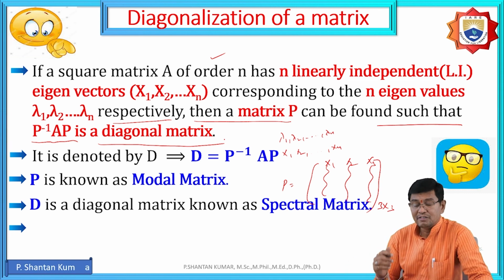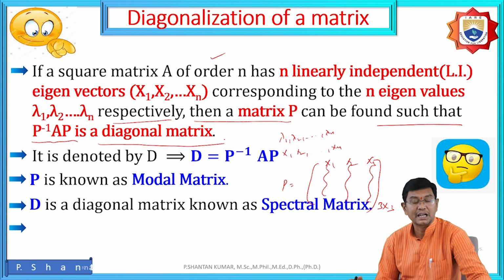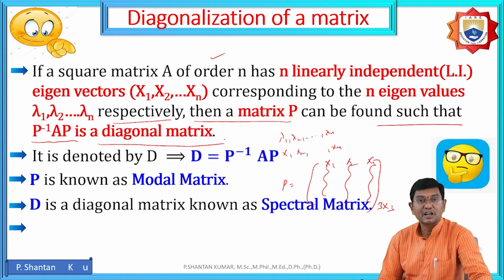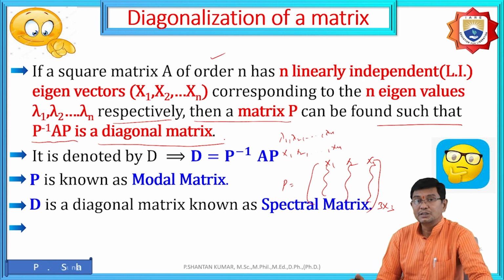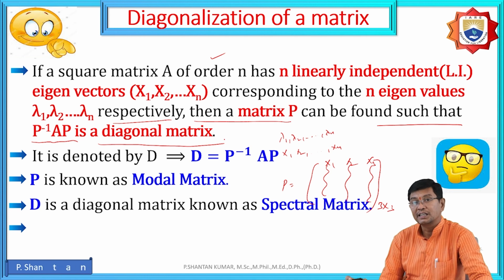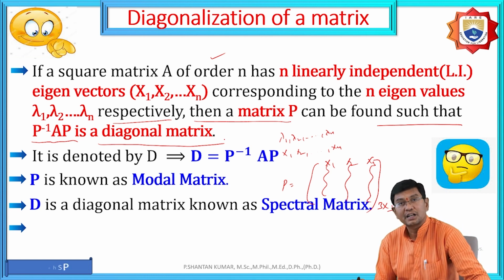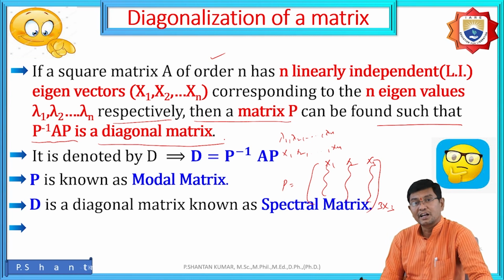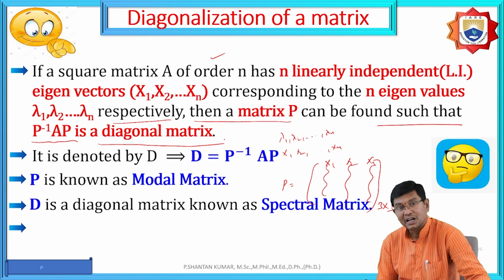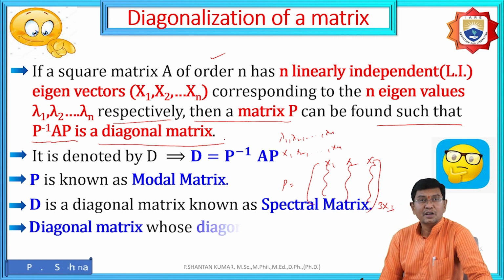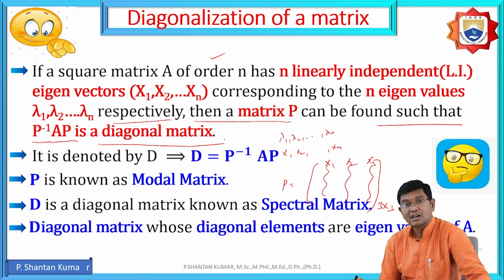And here we need to recall that spectrum is different from spectral. The spectrum is the collection of eigenvalues. Sorry, the resulting diagonal matrix D is called the spectral matrix, and the collection of eigenvalues is called the spectrum. And again, the diagonal matrix has as its diagonal elements the eigenvalues of the matrix A.